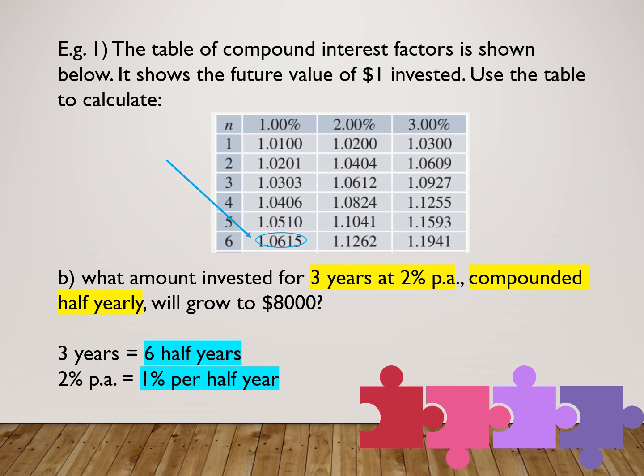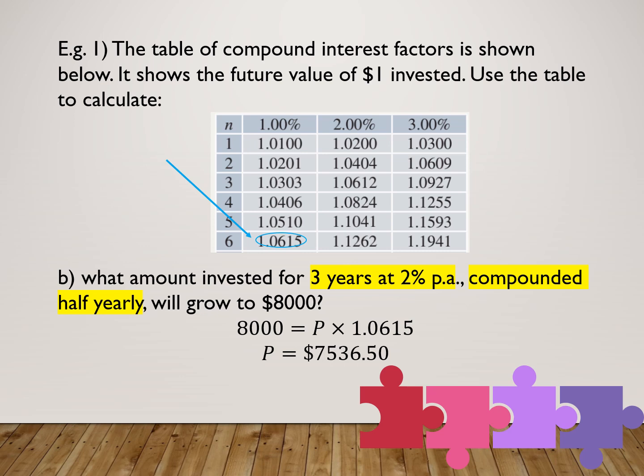For the second one, 3 years at 2% per annum compounded half yearly. So the emphasis here is on compounded half yearly. So we need our units in half years. So 3 years is 6 half years, and 2% per annum is 1% per half year. So from the table, that becomes 1.0615. That's the number we're going to use.